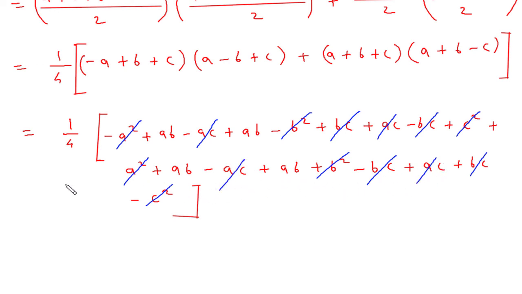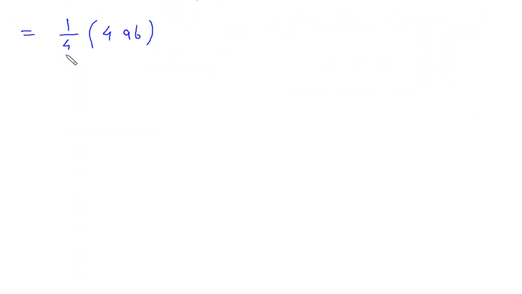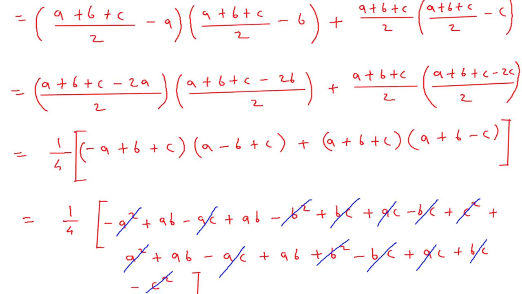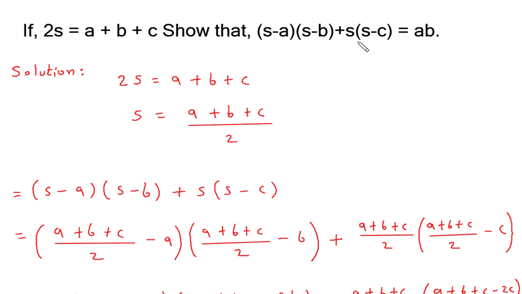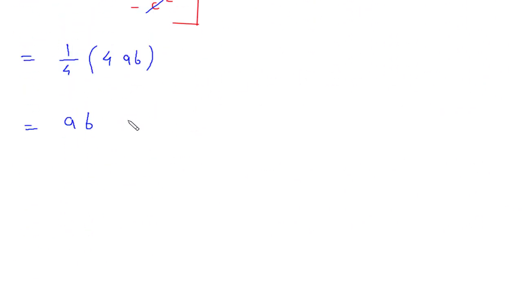Now what is remained? 1 by 4 into ab plus ab plus ab and plus ab. So total 4ab. This 4 and this 4 will get cancelled. So what remains? ab. What we have to show? Show that (s minus a)(s minus b) plus s(s minus c) is equal to ab. So it is equal to ab. Hence proved.